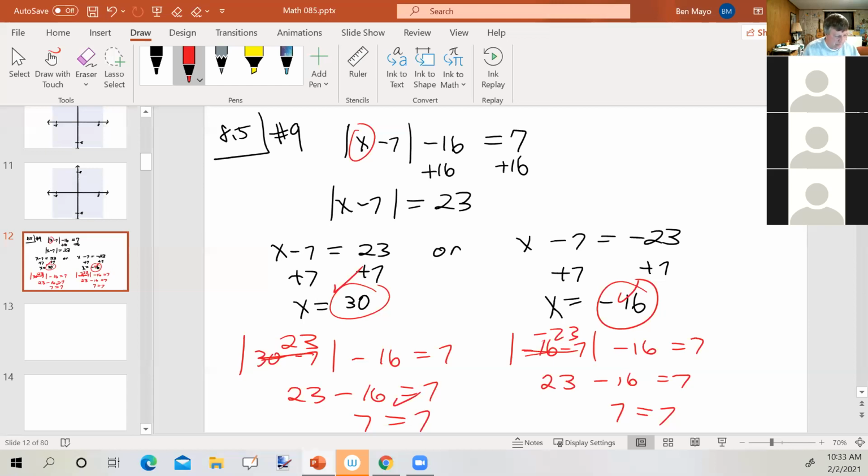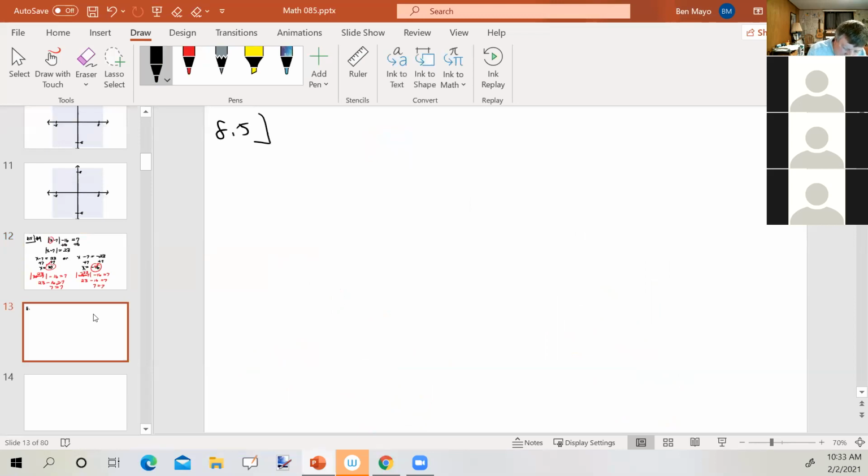The next one up is also in 8.5. This is number 17. Again, it says solve the equation. Here we have the absolute value of the quantity 4x minus 3 equals the absolute value of the quantity 3x minus 25. We have an equation containing two absolute values and just that. So we want to separate them, one on each side of the equal sign.